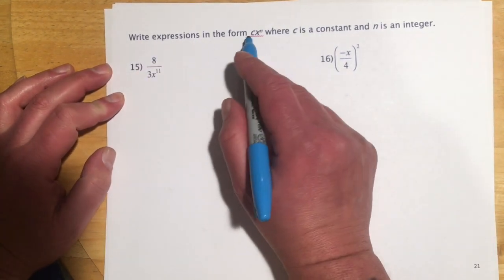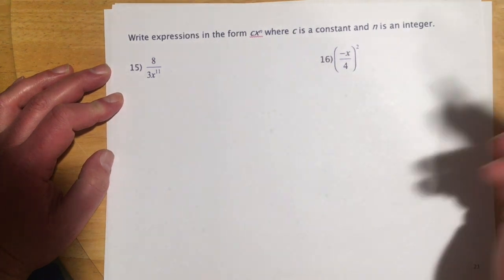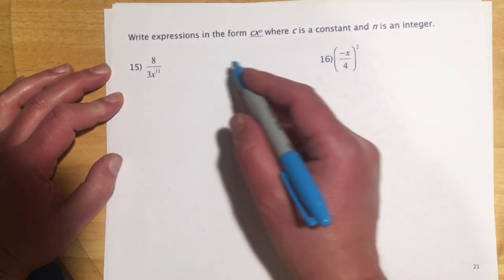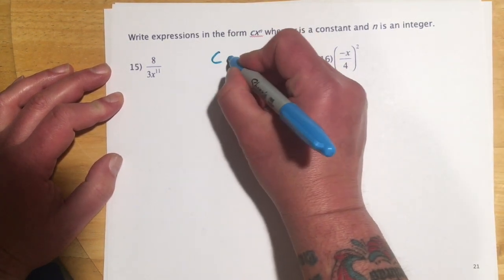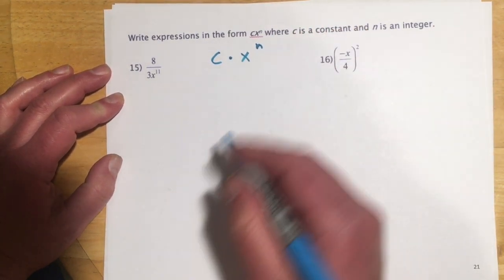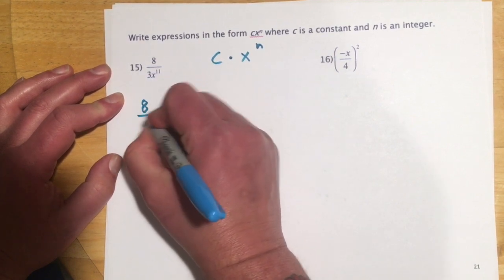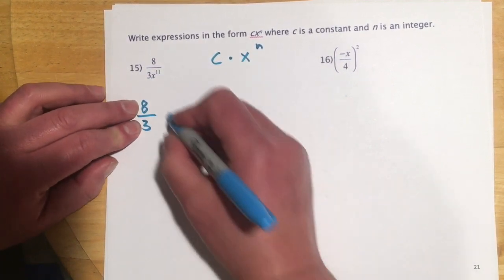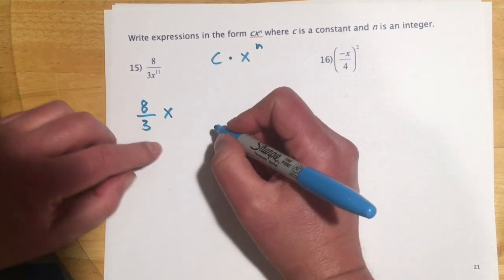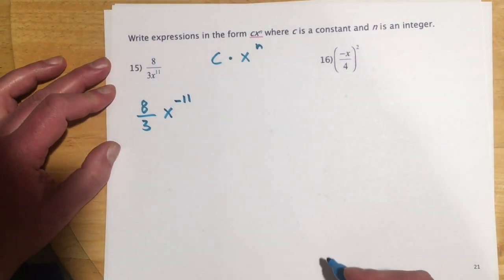So write the expression in the form c x to the n, where c is a constant and n is an integer. So we want to make this look like c times x to some power, basically. So for this first one, c would be the 8 and the 3. So I can just think of that as 8 thirds out front. And then x, to bring this up out of the denominator, I would write it to the negative 11th.